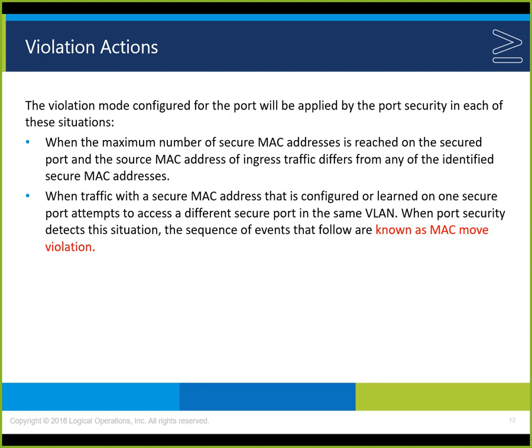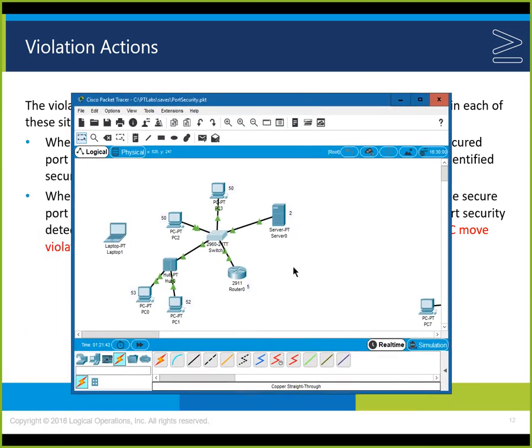Traffic is configured or learned on a secure port. Then there are attempts to access on a different port in the same VLAN. The port security detects the situation, and this is known as a MAC move violation. What they're saying is we have a device plugged in and we change it from one port to the other port, the same device. Let's see what happens on this.